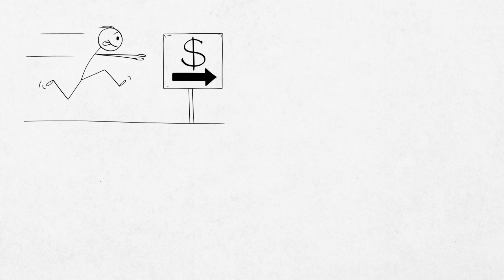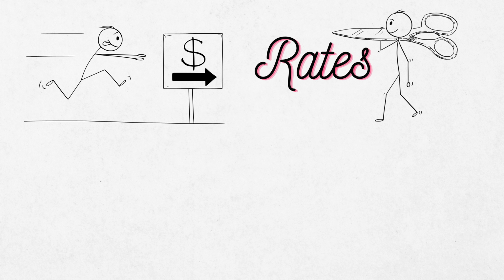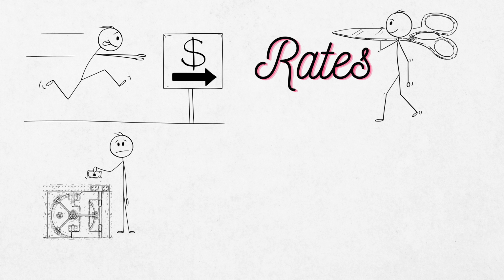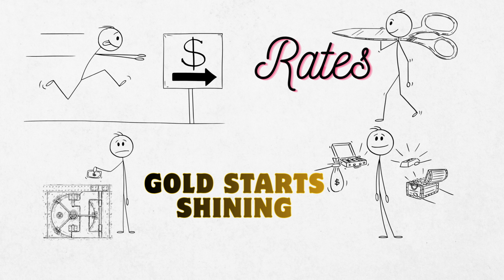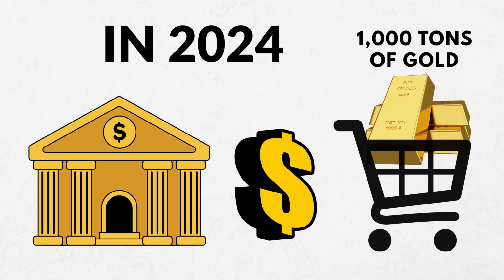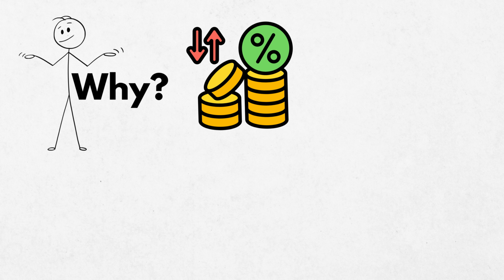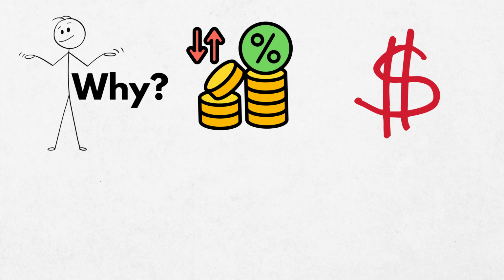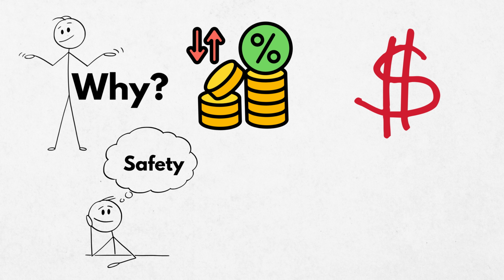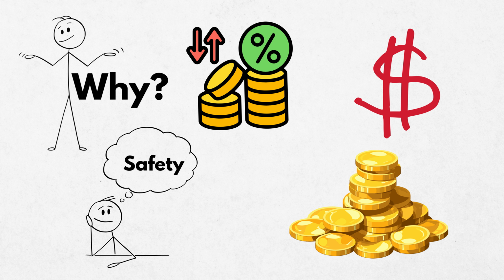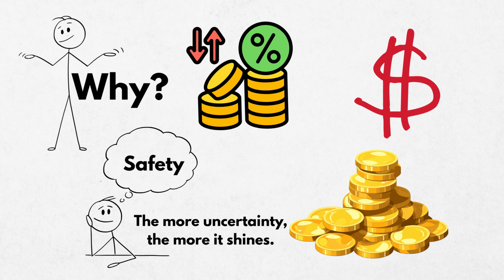But not everyone runs to buy stocks. Whenever the Fed cuts rates, some people move their money to safer places. And that's when gold starts shining. In 2024, central banks bought over 1,000 tons of gold. Why? Because when interest rates fall, the dollar weakens and people look for safety. And gold has one simple rule. The more uncertainty, the more it shines.